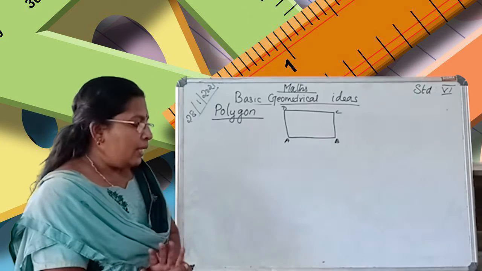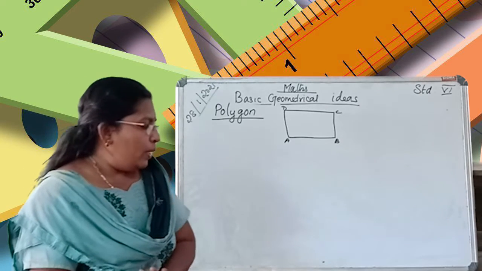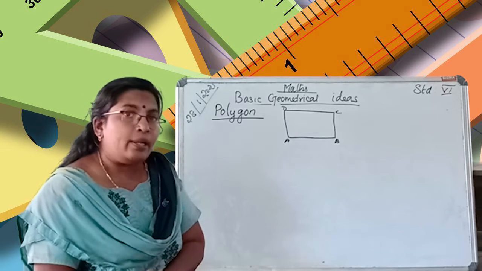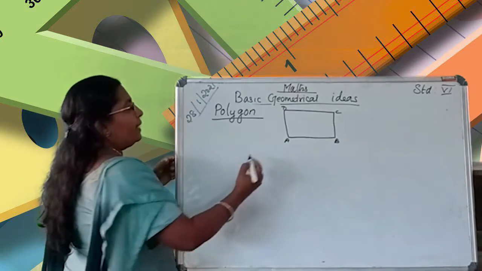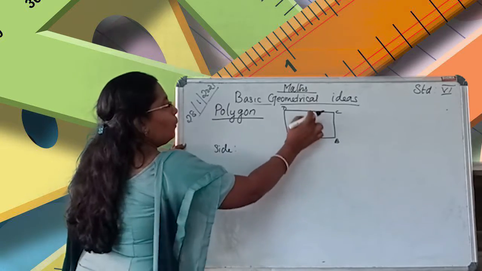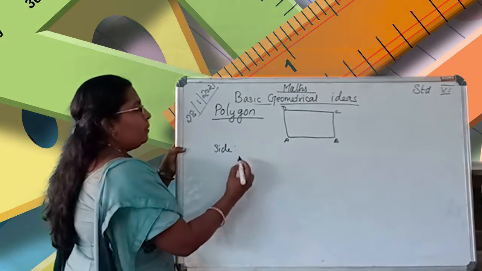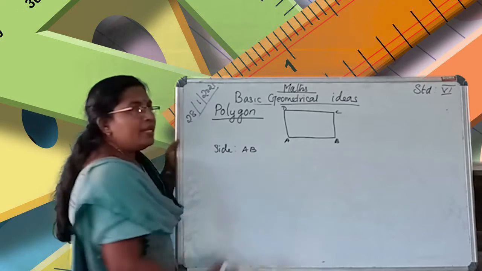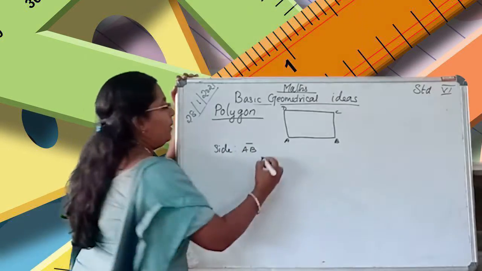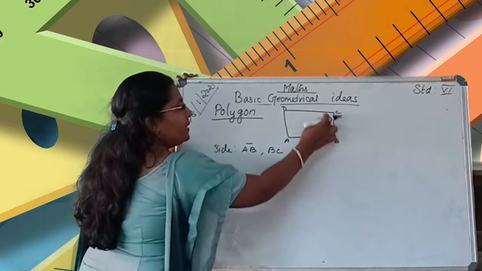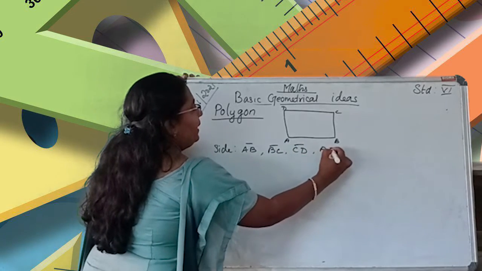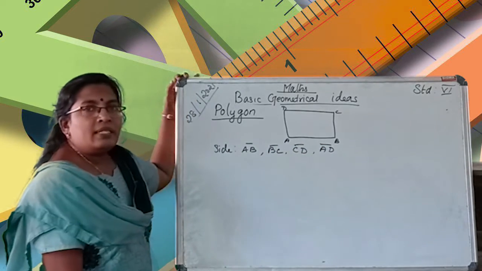Okay. Next, this polygon, see here, there are some points. The line segments are the sides of the polygon. From this polygon, there are some sides. AB is a line segment. BC is a side, then CD and AD or DA, these are the sides.